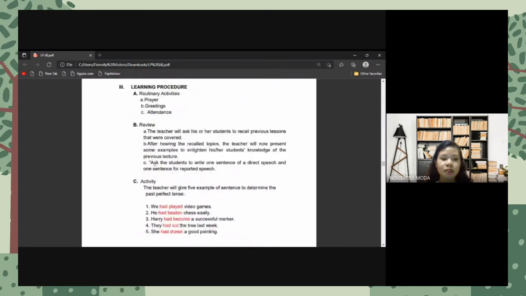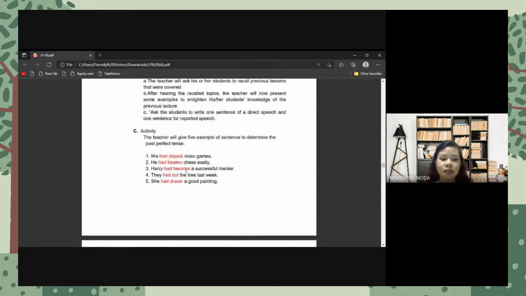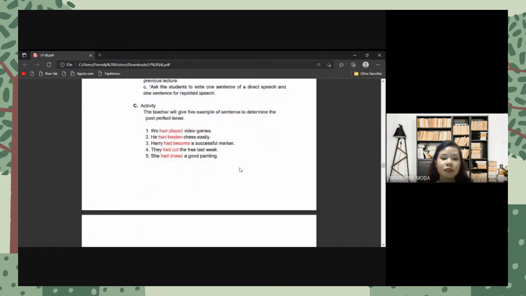So to start the lesson, we have a review. The teacher will ask his or her students to recall previous lessons that were covered. After hearing the recalled topics, the teacher will now present some examples to enlighten his or her students' knowledge of the previous lectures, and ask the students to write one sentence of direct speech and one sentence of reported speech. So in our activities, the teacher will give five example sentences to determine the past perfect tense.